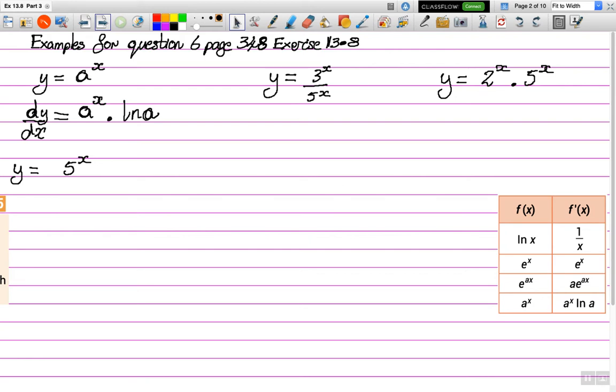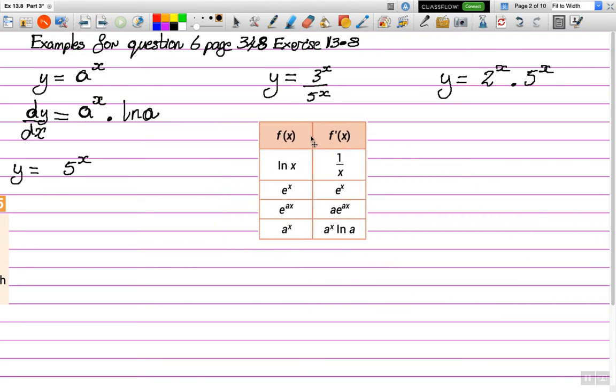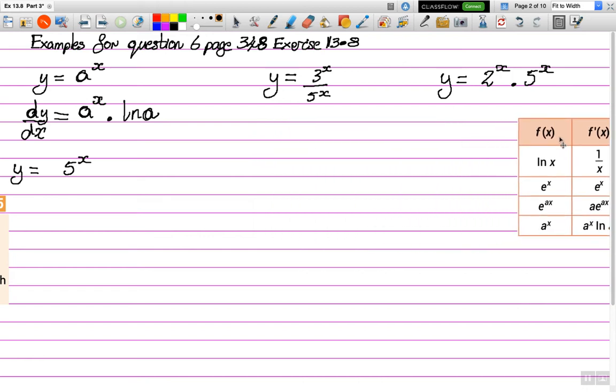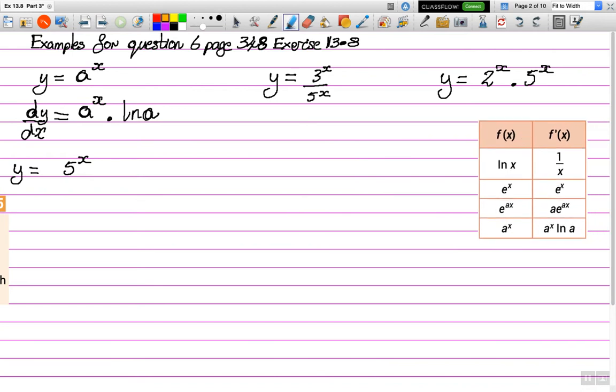Now, the first thing we're going to do is look at differentiating y equals 5 to the x. And we're going to be using again the formulas and tables book, and specifically this formula here. What I've done is rewrite the formula up here, and then we're just going to basically follow it.